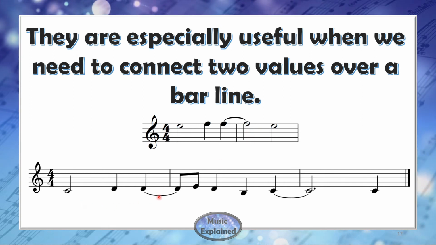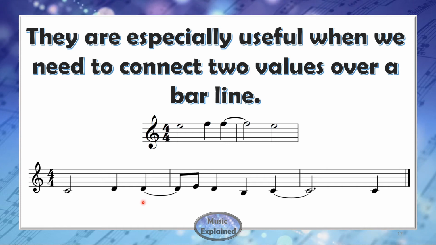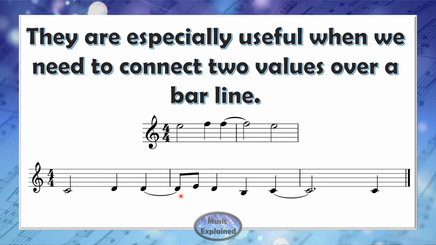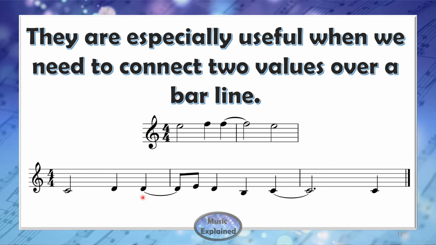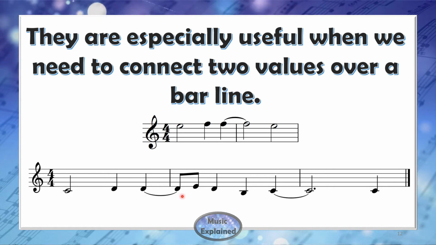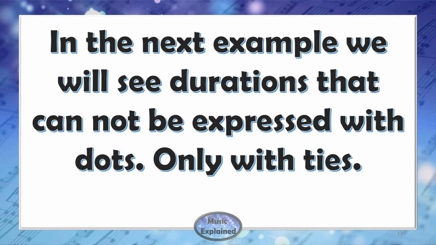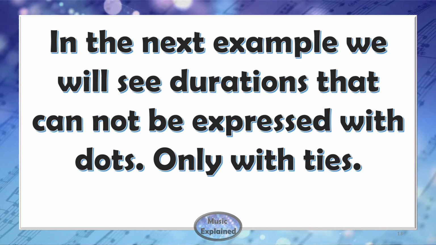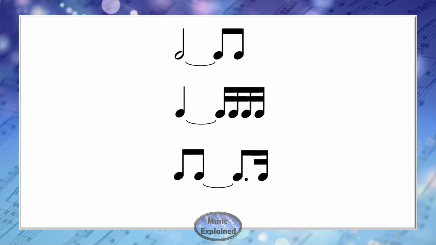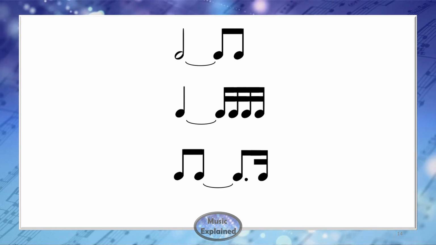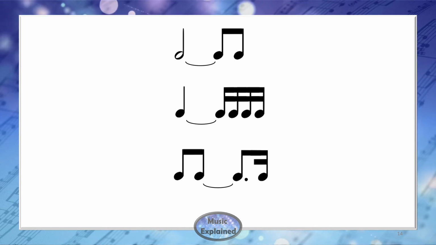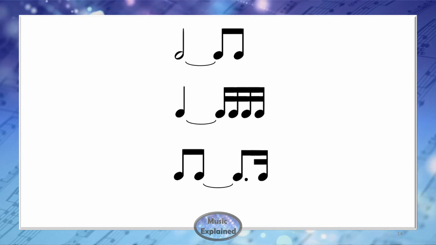Let's take a look at this. We have a D, which is 1 beat, connected to an 8th note, which is a half beat. That means that this D will be 1.5 beats, continuing into one more 8th note, an E. In the next examples, we will see durations that cannot be expressed with dots, only with ties. Many times we can use dots instead of ties, but sometimes ties are our only solution to represent some values.